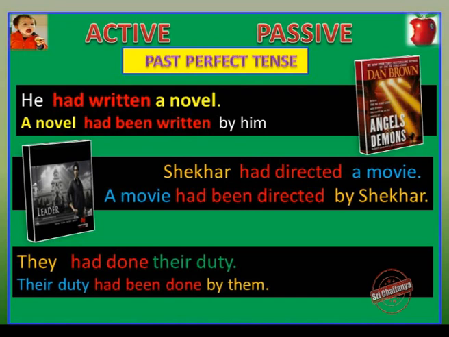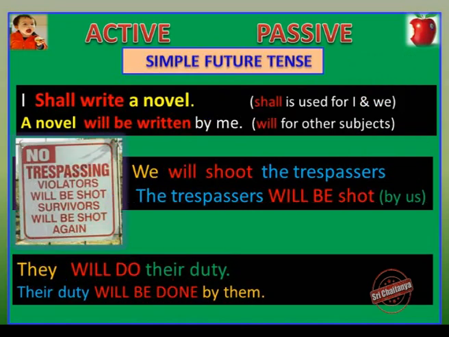Simple future tense. I shall write a novel. Passive voice: A novel will be written by me. Here shall is changed to will because shall is used only for I and we when they become subject. Will is used for all the rest of the subjects.